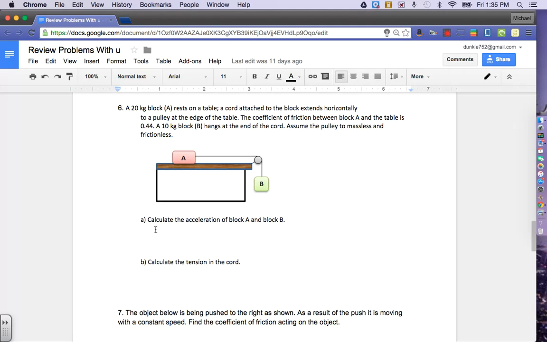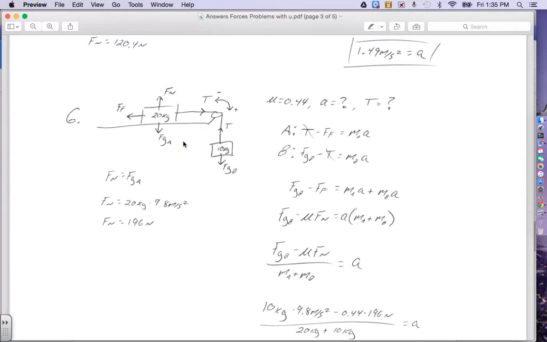We're trying to find a, the acceleration of blocks A and B, and the tension in the cord. We've got to make sure we get all of our forces drawn properly. So the normal force is going upward on the block on the table, gravity is going downward for the block on the table, and friction goes to the left. There's also a force of tension pulling the block to the right. For the hanging block, tension goes upward and gravity pulls downward, and I put the masses that were given in the problem in each of the blocks. We know the coefficient is 0.44, and we're trying to find the acceleration and the tension.